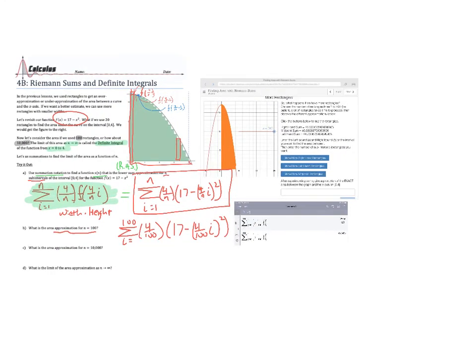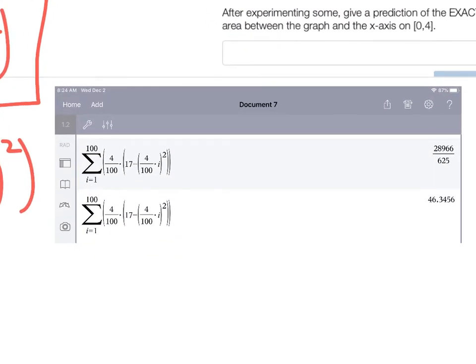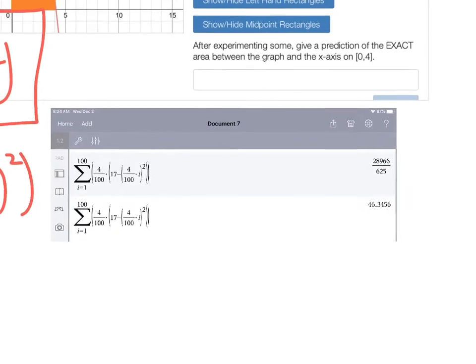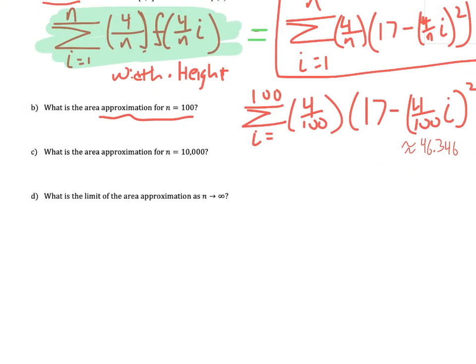All right, using our TI-Nspire, let's use that. The sum of i from 1 to 100 of 4 over 100 times 17 minus 4 over 100 times i squared. By the way, that needs to all be in parentheses inside the sum there. We get 46.3456, okay? 46.346, we'll round that off. All right, well, what if we did 1,000?